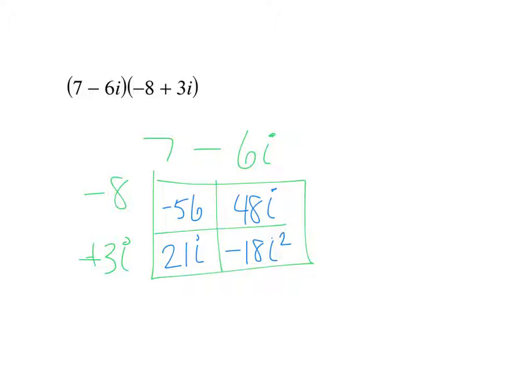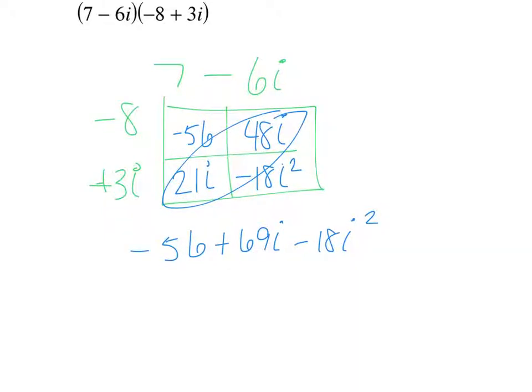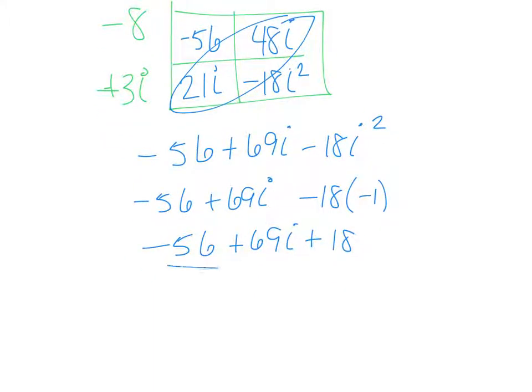I'm going to combine these because they're like terms, so it'll become positive 69i minus 18i squared. Now at this point you should know that i squared is -1, so I really have negative 18 times -1. So I'm going to keep this, and I'm going to make this a positive 18 now, because negative 18 times -1 is positive. And I can add my real parts now.